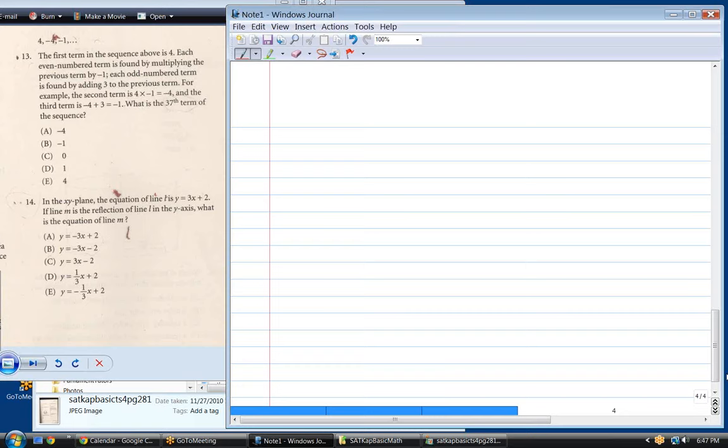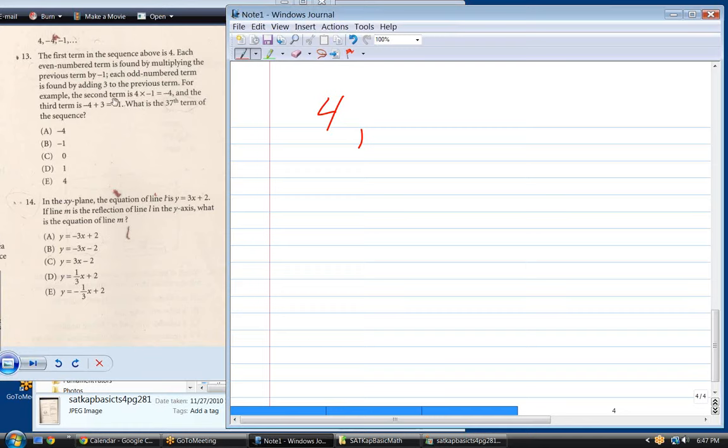Okay. So 13. First term of a sequence is 4. Wait, when it means even number, does it mean like the second term in the series? Yes. Or like a term that is an even number? Yeah, it's a sequence. It's not a series, and the difference is a sequence is just a bunch of numbers separated by a comma. A series is always being added. So there is a difference between sequence and series. This is just a sequence.